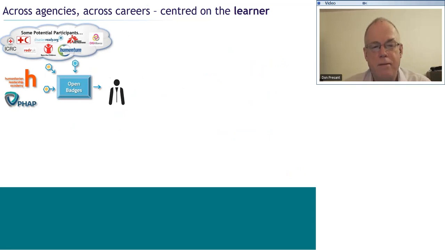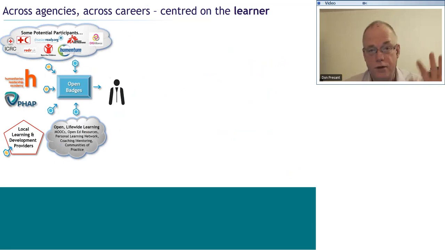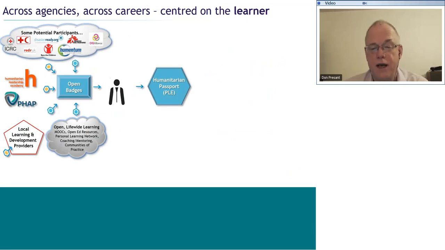Other organizations may be issuing badges as well. Here are just some examples. Local learning and development providers may be providing learning courses or assessing learning. They may themselves be assessed and badged. Also, there's a wild west of MOOCs and open ed resources, personal learning networks, ways of becoming recognized. All of those may be generating open badges. They can be curated in what will be called the HPass.